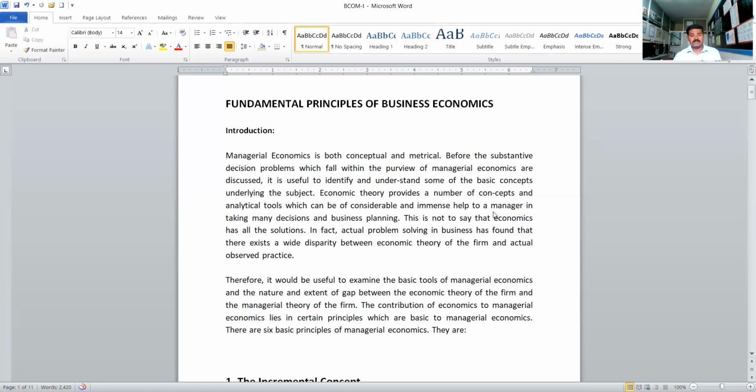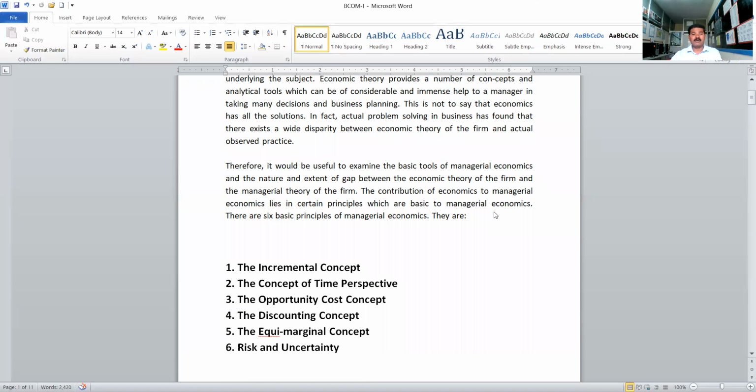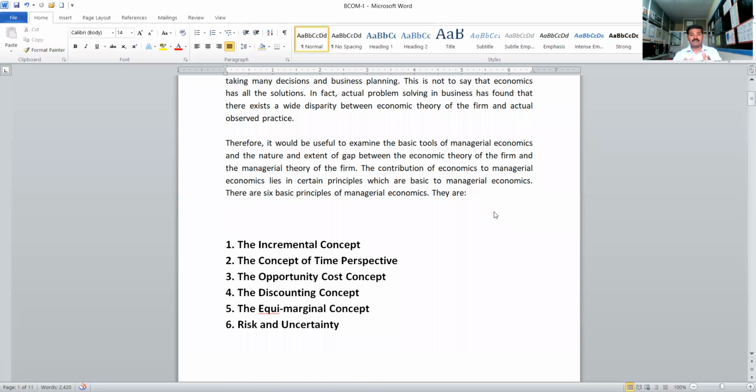There are six basic principles of managerial economics or business economics. They are: first, the incremental concept; second, the concept of time perspective; third, the opportunity cost concept; fourth, the discounting concept; fifth, the equi-marginal concept; sixth, risk and uncertainty.